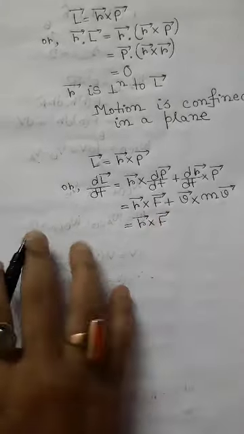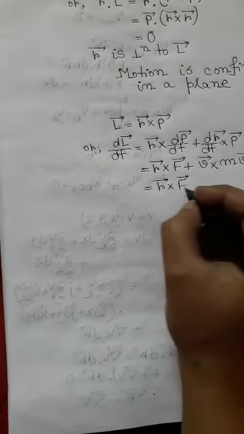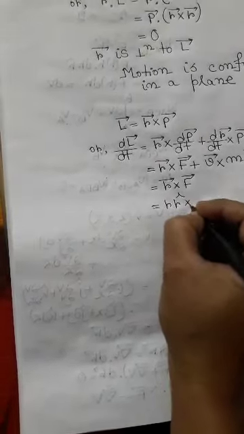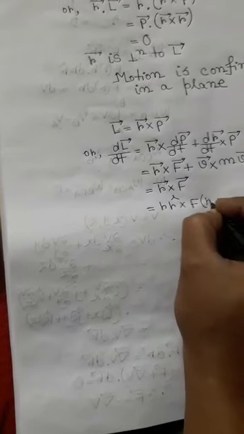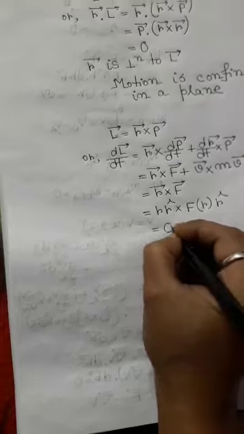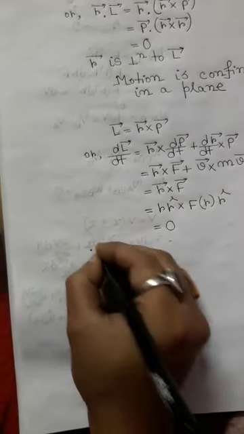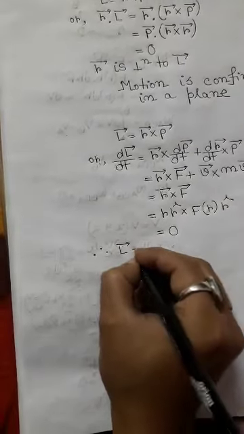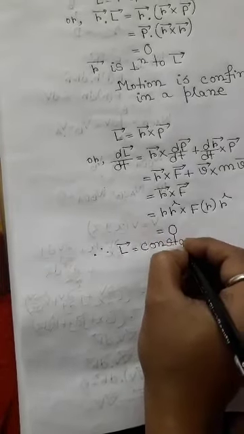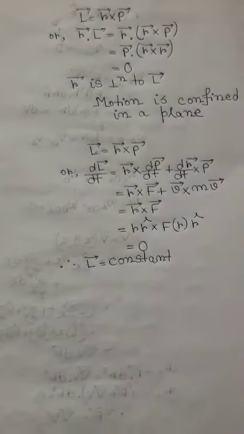Okay, now in case of a central force field, this term can be written as r into r cap, and this force can be written as F of r into r cap. So r cap cross r cap means 0. So from which we can easily write L equals to constant. So we prove the another property that in a central force field the angular momentum of the particle remains constant.